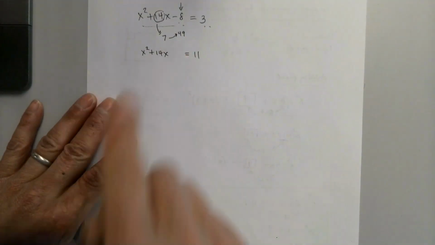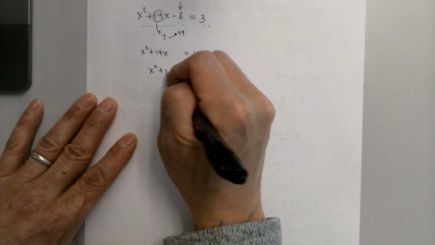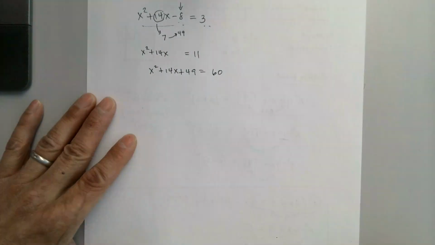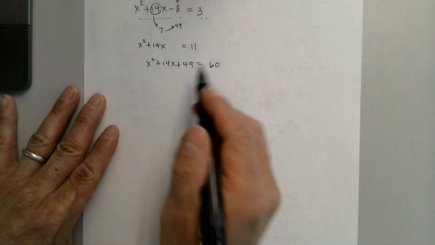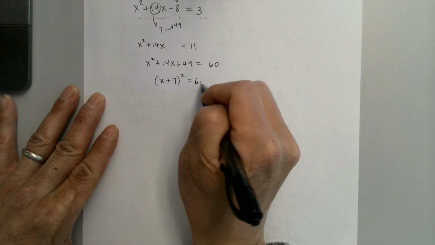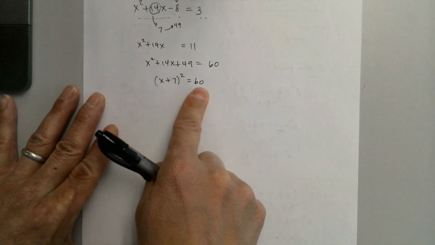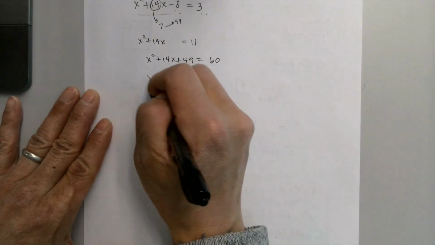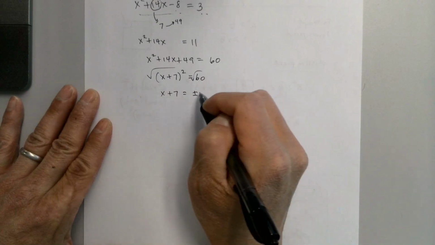Okay, now I have space for that third term. I need it to be 49, so I will add 49 to both sides, making the right side 60. Now my square is complete. I can factor it. I have something squared equals something, so I can take the square root of both sides. Don't forget the plus or minus.